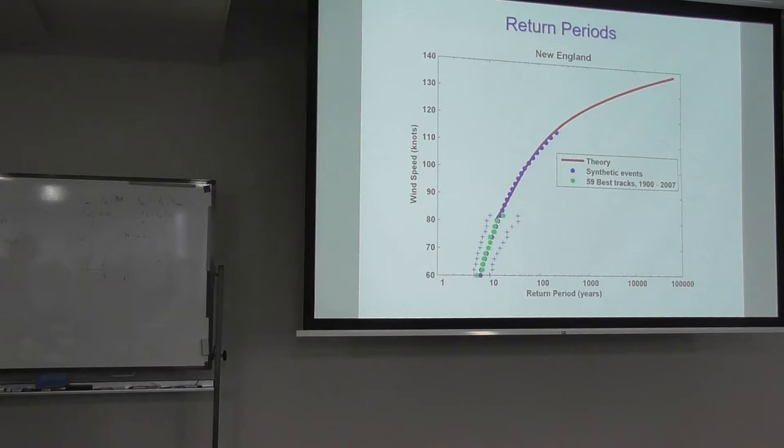This just illustrates that in places like New England, where we do have damaging hurricanes, but not very many of them, this is a return period of wind speeds of storms affecting New England. The green dots are deduced purely from historical data, and the blue dots from a large set of synthetic events. And forget about the red curve, it's just a theoretical curve fit to the synthetic tracks. The point is, you can identify much rarer events if you have a large number of events, obviously. So that's the principal advantage of that.